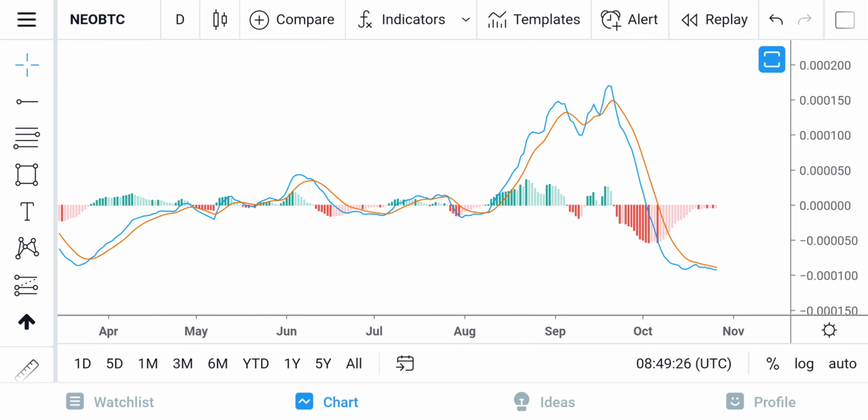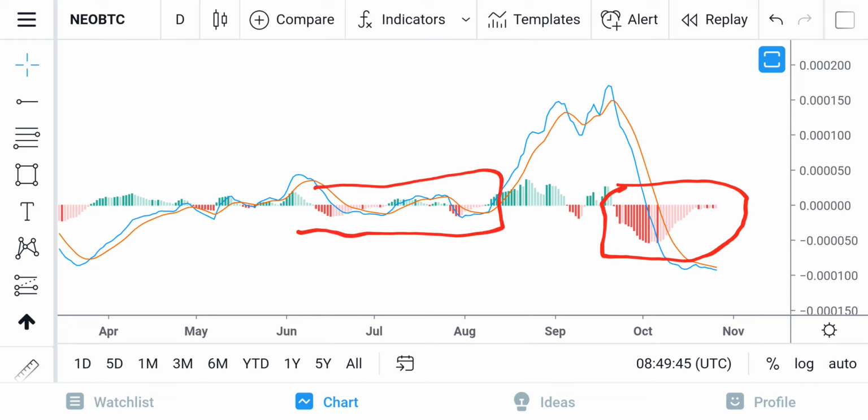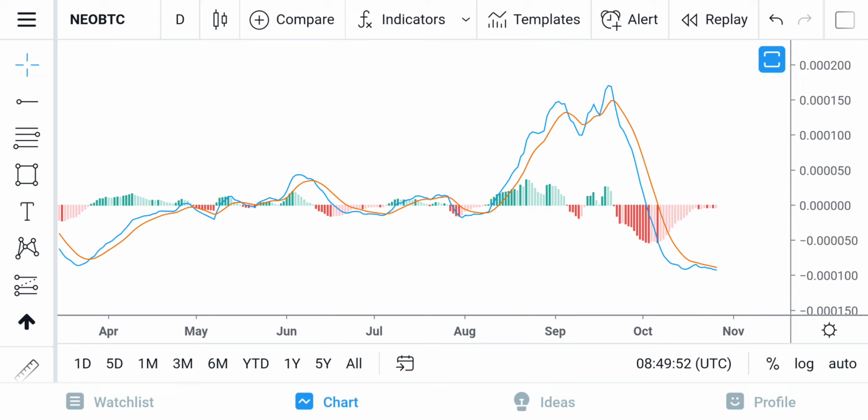And it also shows you the rate of buying and selling in the market. That's volatility in the market. So if the histogram is huge like this, it means that volatility in the market is huge. But if the histogram is reducing like over here, it means that volatility is low in the market. So that's it about this indicator.